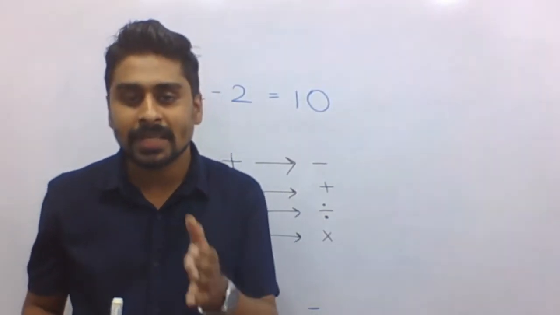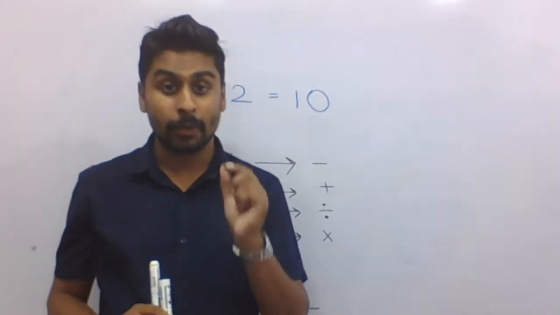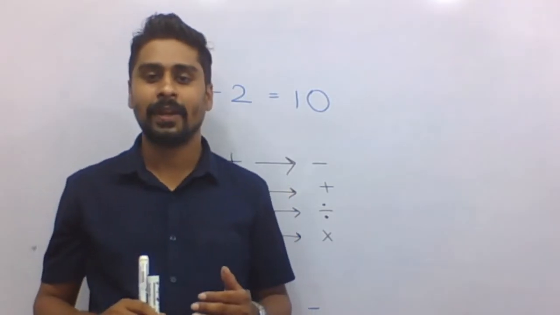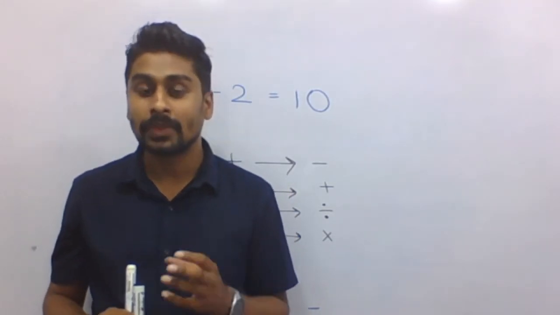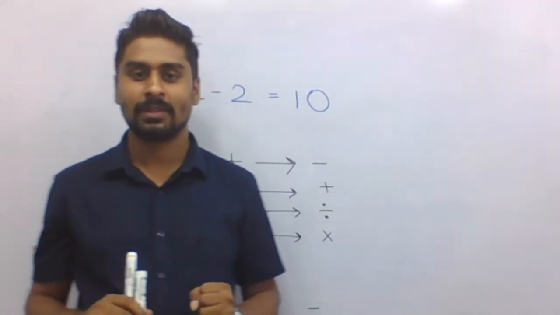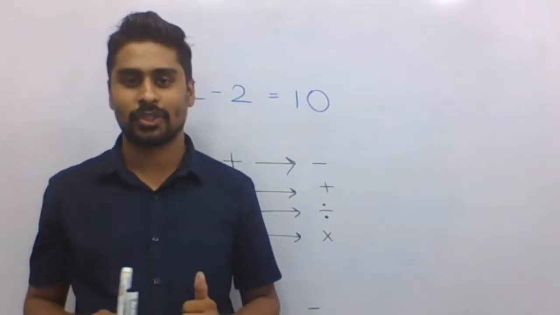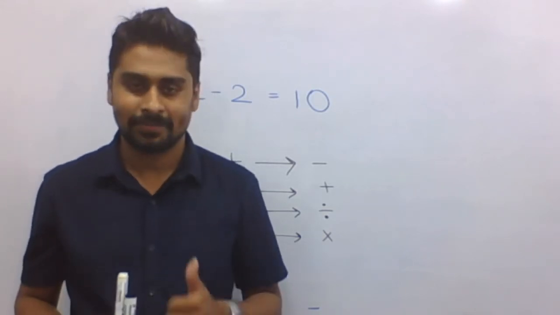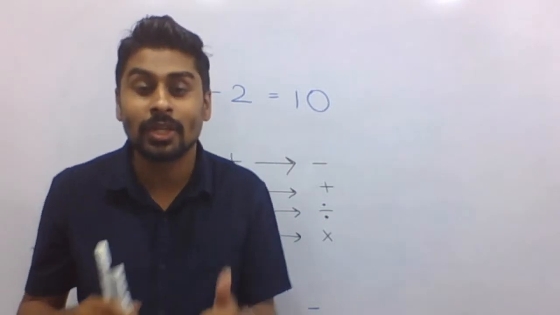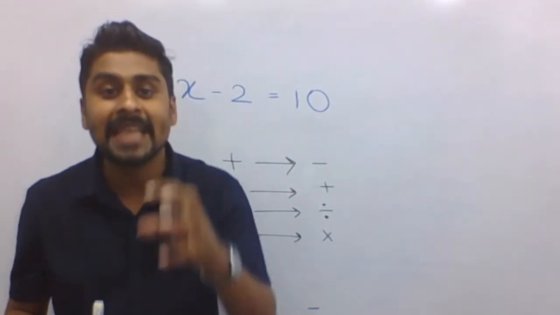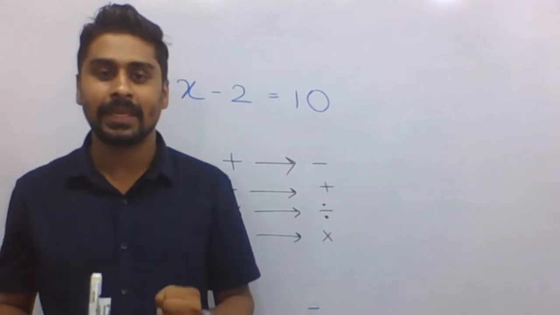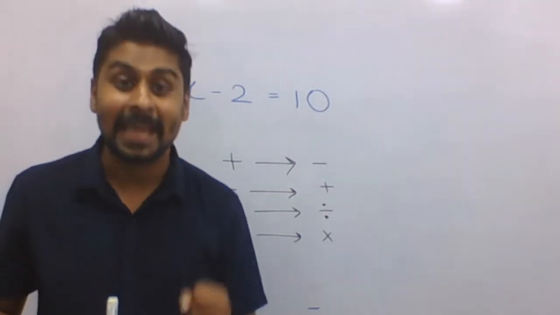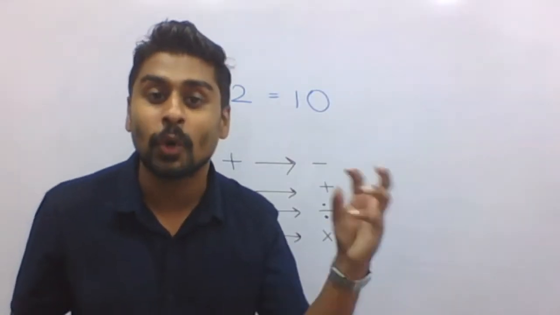do something to the left side of the equation, this is very important. This is like a rule in maths, right? If you do something to the left side of the equation, or if you do something to one side of the equation, additionally, you have to do the same thing to the other side of the equation also.